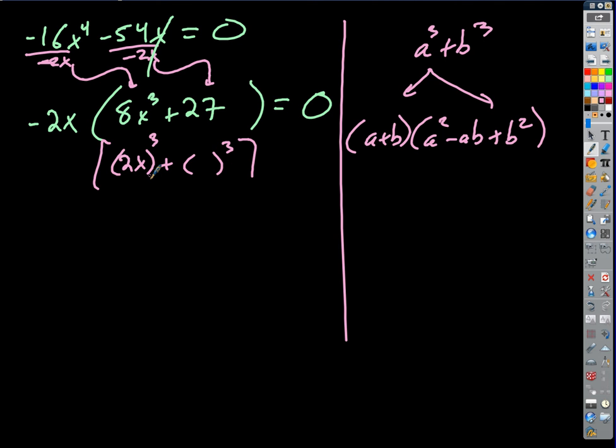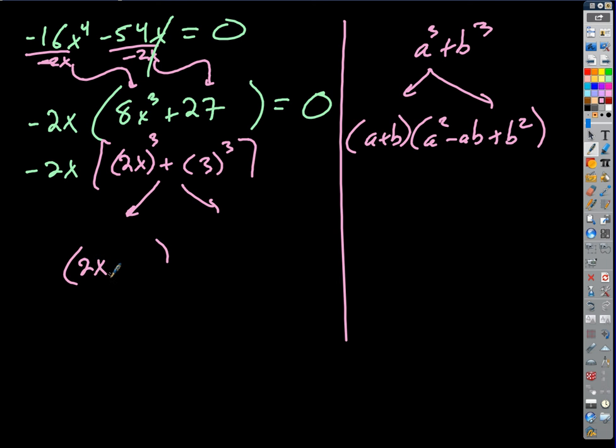Okay, 2x, right? We know the x is being cubed, but what number will it be? A 2, and then this would be a 3, okay? And then out front, don't forget, we've got our negative 2x. Okay, but the purple part here then, that's going to break apart, isn't it?